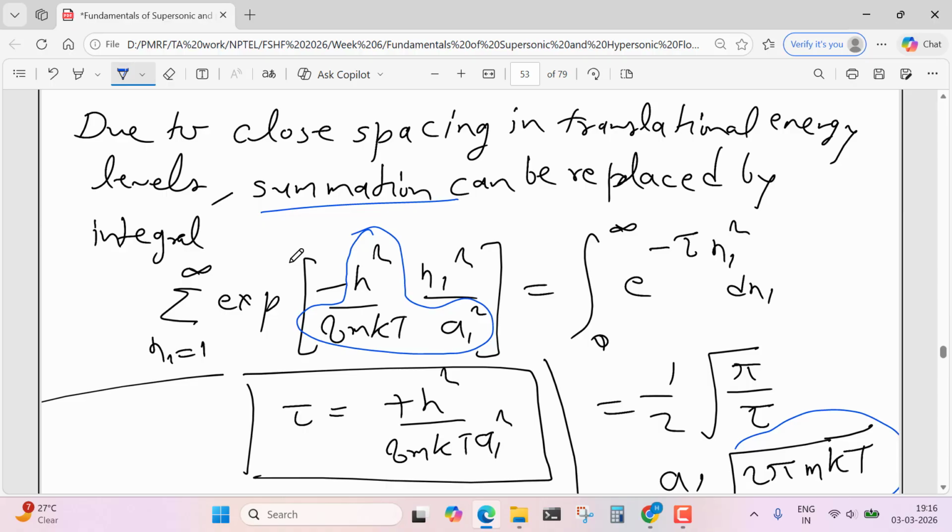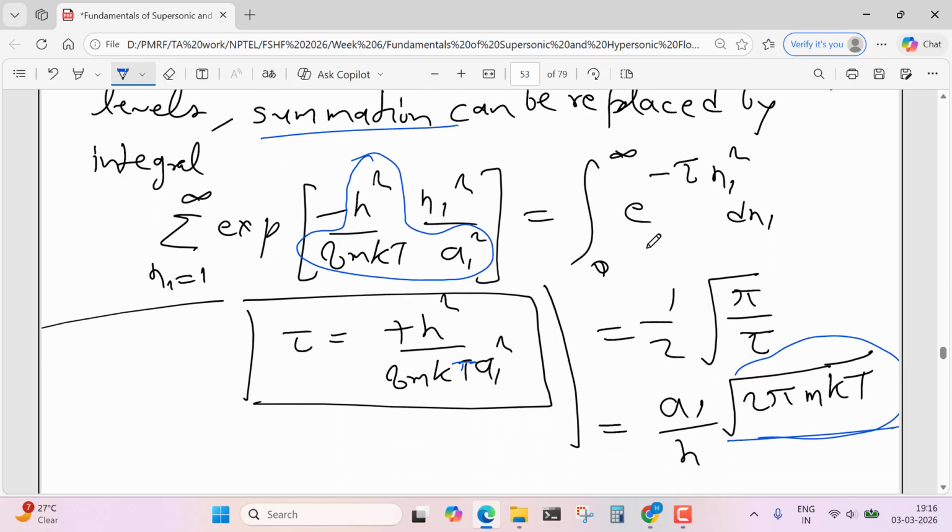So, in this term h square upon 8 m kT a1 square, we can see all terms are constant. So we will write it as tau, one value tau equal to h square upon 8 m kT a1 square. So we will get this summation n1 equal to 1 to infinity e to the power minus h square upon 8 m kT n1 square upon a1 square equal to integration 0 to infinity e to the power minus tau n1 square dn1.